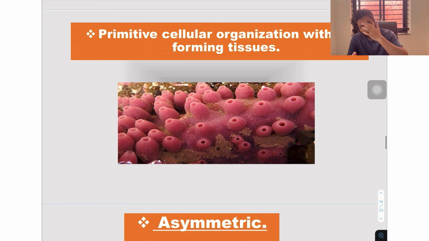Coming to their body organization, they are still at the cellular level of organization. Why? Because though they are made up of many multicellular eukaryotic cells, all the cells have not combined together to form tissues. They are still at the primitive cellular level of organization, where the tissue level of organization is absent.